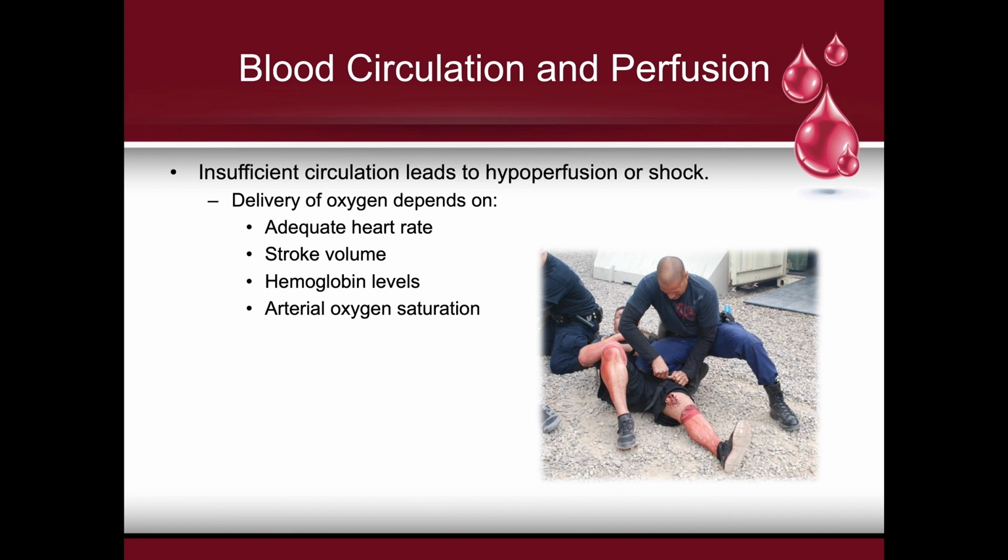And the delivery of oxygen to keep the body's tissues from becoming ischemic depends on adequate heart rate, stroke volume, and your hemoglobin levels. Hemoglobin, remember, again, that's what carries oxygen. So if you want to keep oxygen moving throughout the body, you have to have a good amount of hemoglobin. A decrease in hemoglobin we know is called anemia, right? And then your arterial oxygen saturation. So if you're not ventilating and oxygenating well, you can also have a shock state. So you have to make sure you're maintaining airway, breathing, and circulation. Those are our ABCs, right?